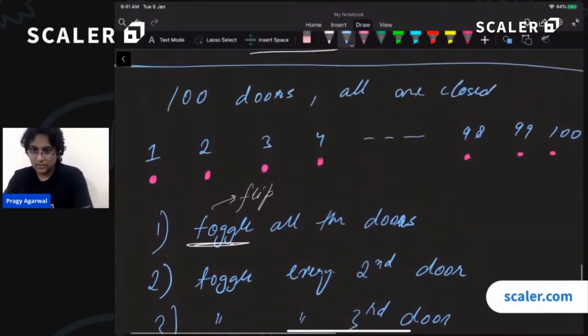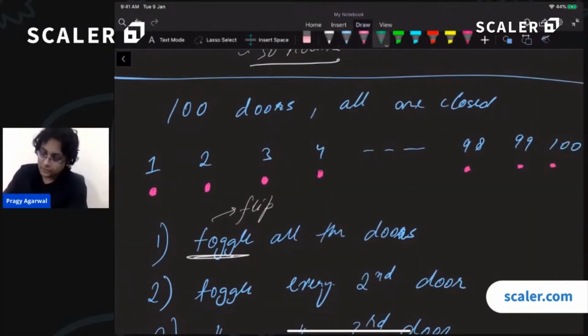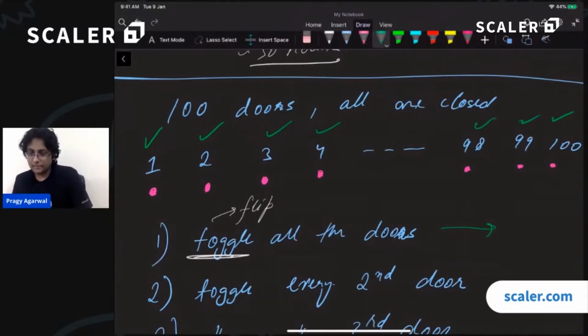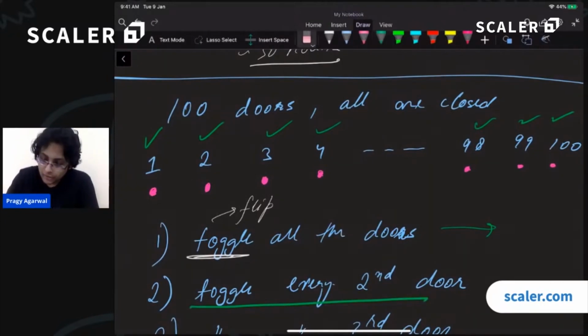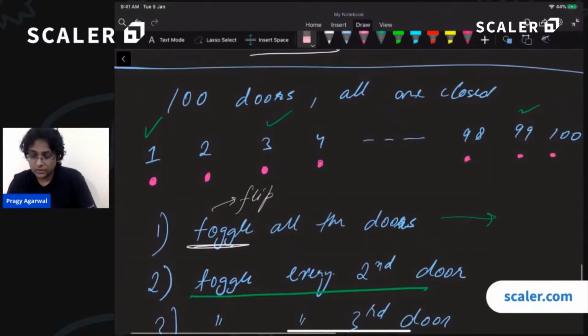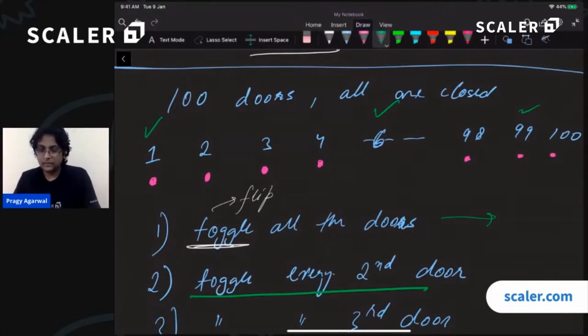Is this part clear? So what happens after the first step? Initially, all of them are closed. After the first step, all of them will be open. Then after the second step, we will toggle every second door once again. So this door will become closed, this door will become closed, this door will become closed. In the third step, we will once again toggle every third door. So this third door will become closed. There was a sixth door over here, initially closed, so we will open it up. And so on and so forth. Does that make sense? That is the game we are playing.